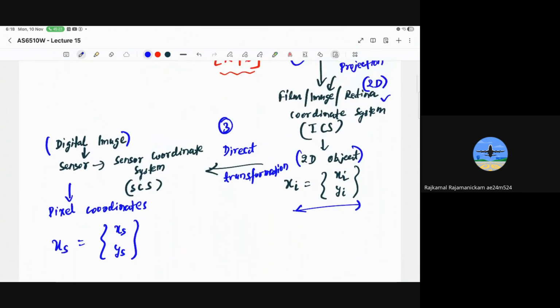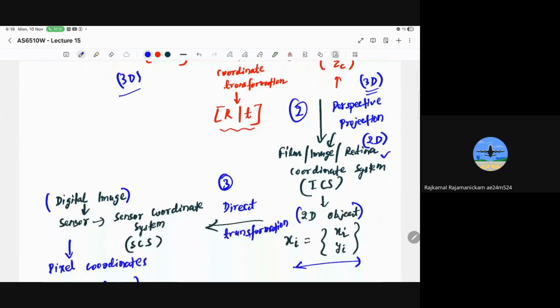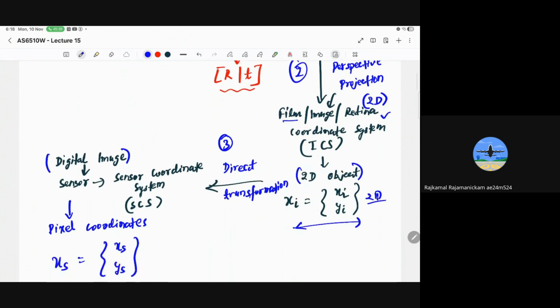So this is how the transformation is happening. You have a world coordinate system in 3D, then the camera coordinate system will also be in 3D, right? XC, YC, and ZC. Then from the camera to the film of the camera, that is a 2D object, so you are going to have 2D coordinates here. And then from the film 2D coordinates to the 2D coordinates of the digital image, which are in pixels. So this is the direct transformation from film to the digital image.